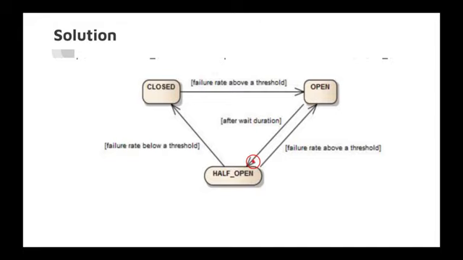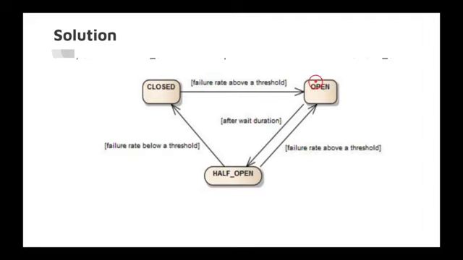So what is the closed state? When everything is normal, the circuit breaker remains in the closed state and all the calls pass through to the services. When the number of failures exceeds the failure rate threshold, the breaker trips and goes into the open state. In the open state, the circuit breaker returns an error for all calls without executing the function.